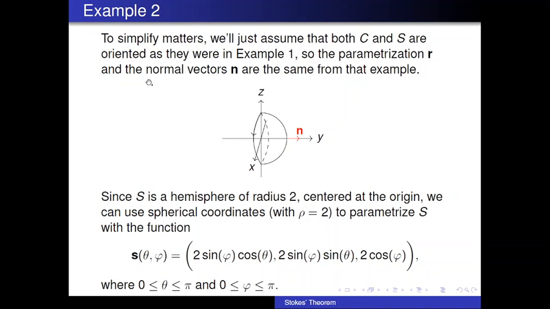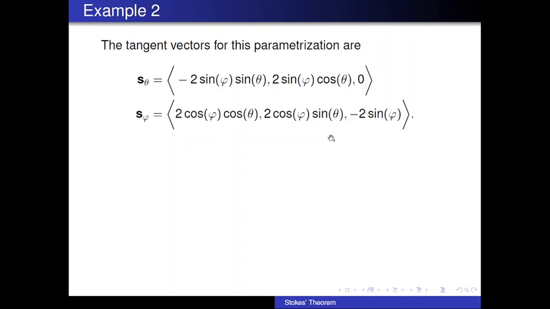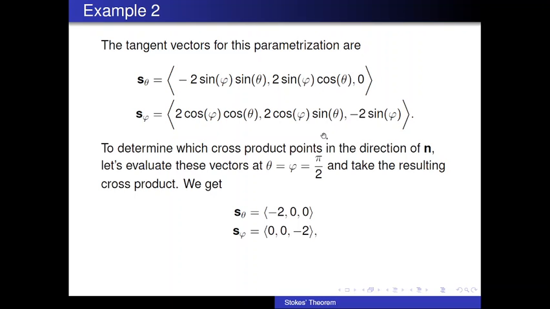And so I'm going to go back here for a second and notice that on this picture, when theta is pi over 2 and phi is also pi over 2, we're right here at this point where I've actually drawn one of these vectors n. And so we're looking at that single point. We would like to be finding the vector that goes just in the positive y direction. Okay, so we'll evaluate these tangent vectors at theta and phi both equal to pi over 2.